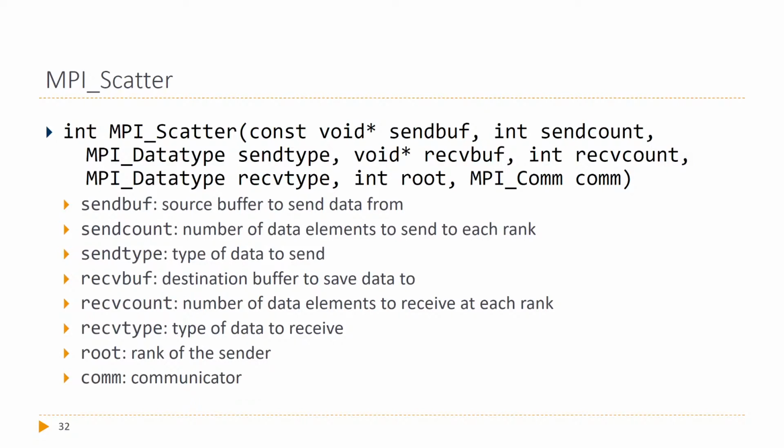And the only other thing that's special about this is the second last parameter, which is the root, which is simply the rank of the MPI process that should distribute the data. Everybody else will be doing a receive.